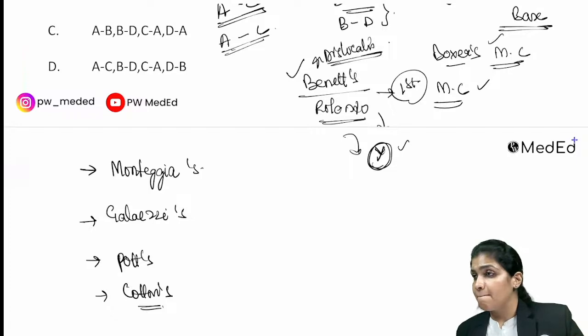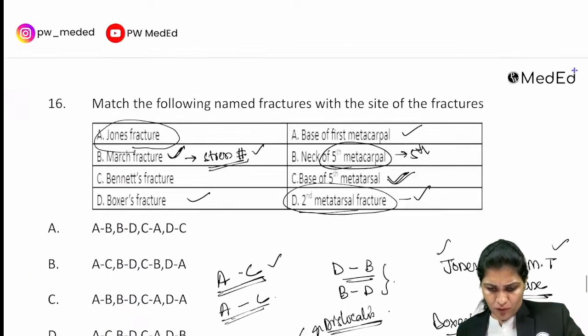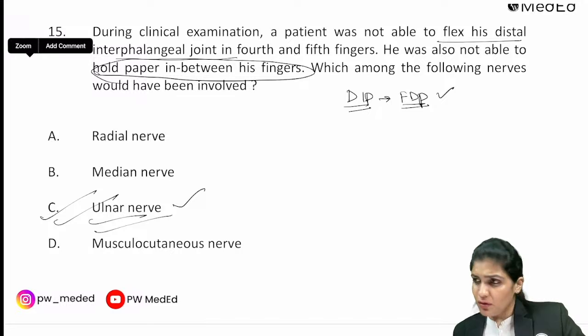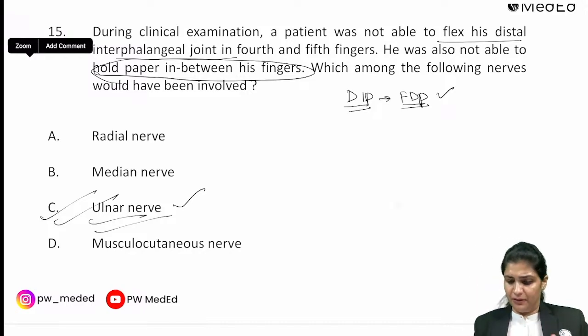So this is, what is that? Ulnar, na? Ulnar 4th and 5th DIP. Yeah, that is what Ulnar is, 4th and 5th DIP.